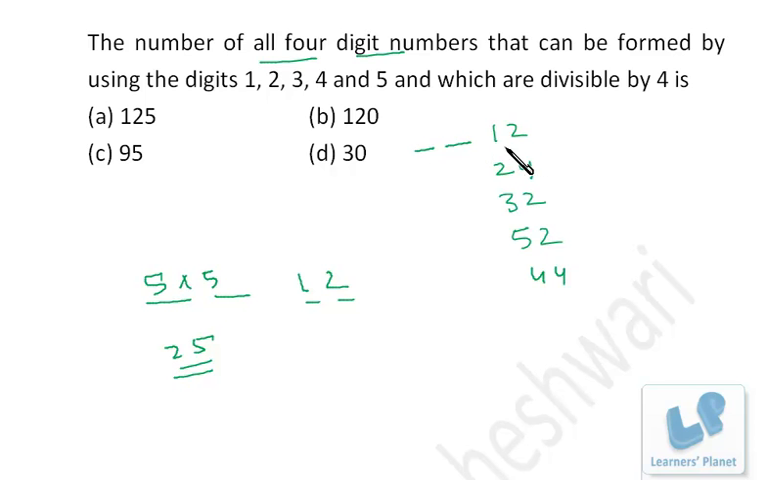Okay, 25 numbers when the last 2 digits are 12, 25 numbers when the last 2 digits are 24, 25 numbers with the last 2 digits as 32, 52 and 44. So in all 25, 25, 25, 25, 25. That is 25 into 5. In all, there will be 125 numbers, 125 4-digit numbers which are formed using these digits and which are divisible by 4, right? So I hope you are clear. Quite a good problem.